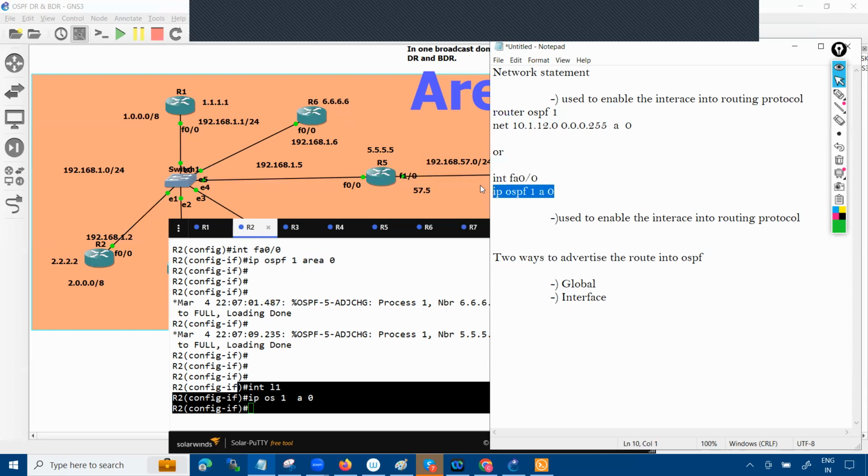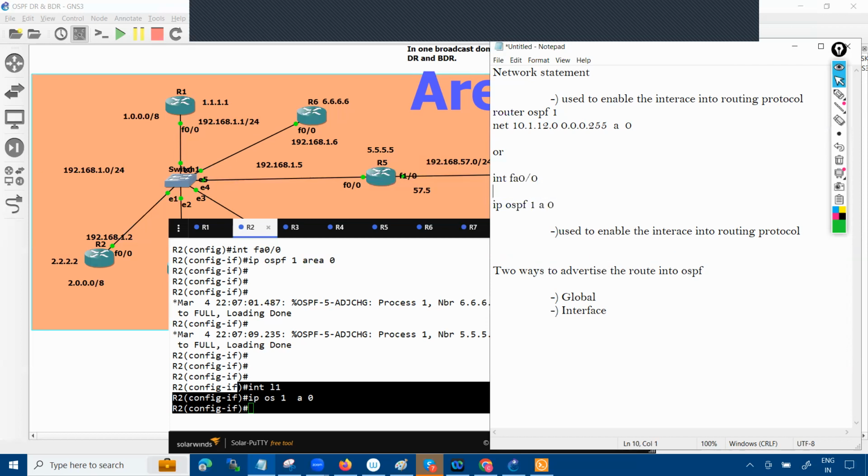So this is the IP. Of course, in this interface, we have an IP address, right? 10.1.12.1/24, right? So we are advertising the route anyways. This is the global way, right? Sorry, this is the interface way, and this is the global way. Now you got that? So basically, in the global way, you advertise with the wildcard mask, and on the interface you just put the subnet mask.